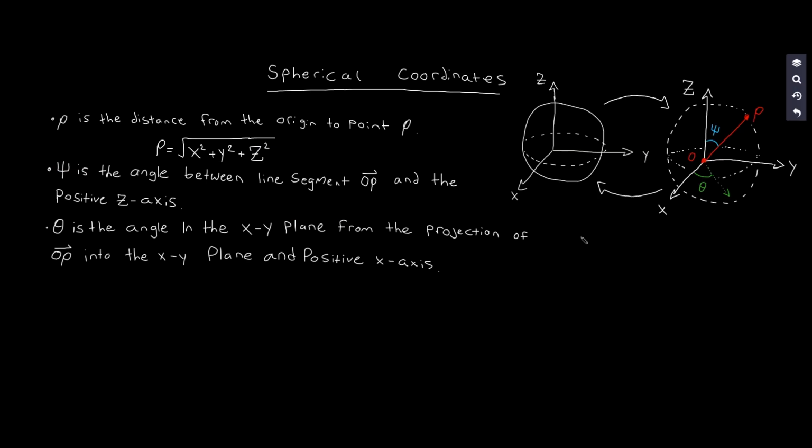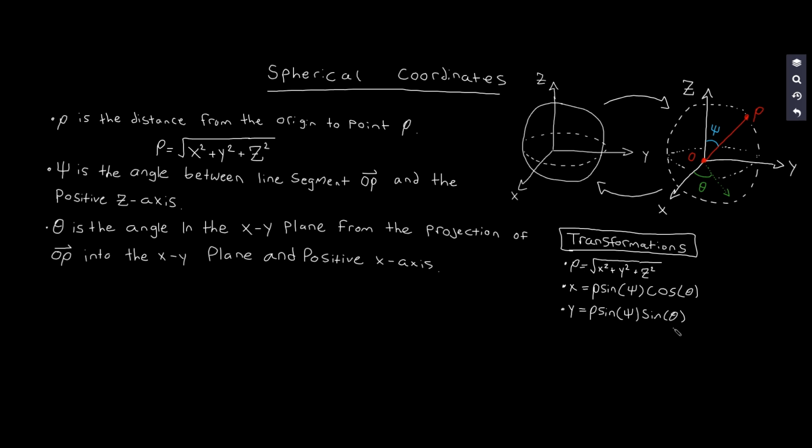Let's talk transformations here. We've established that rho is set to the equation of a sphere. When it comes to the transformations of x, y, and z, if you're going from the rectangular, Cartesian 3D coordinate system to the spherical coordinate system, x, y, and z are going to transform. x specifically is going to be equal to rho times sine of psi times cosine of theta. y is going to equal rho times sine of psi times sine of theta. z is going to equal rho times cosine of psi. And these are going to be our transformations.